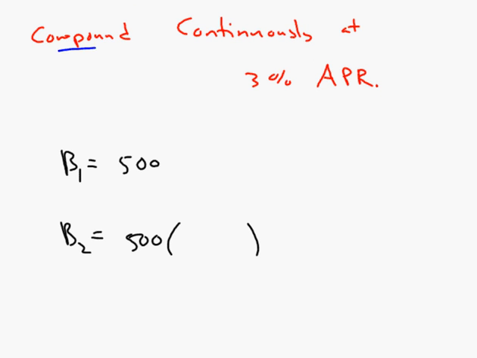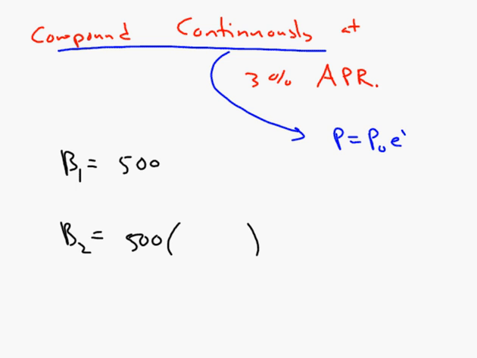Compounding continuously means that our investment grows according to this formula: P equals P sub 0 times e to the RT, where R is the rate as a decimal, T is time in years, and P0 is the investment, whatever we're investing. So you could think of this problem like an investment problem, if you like.